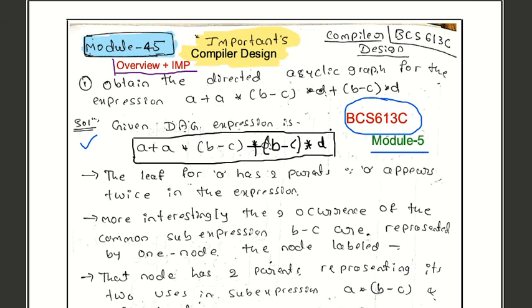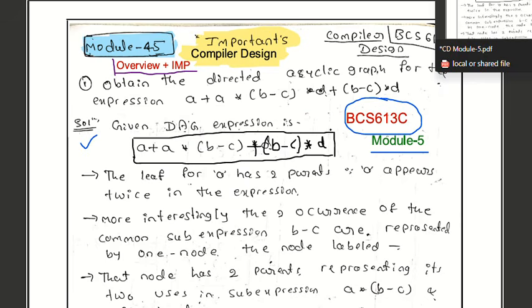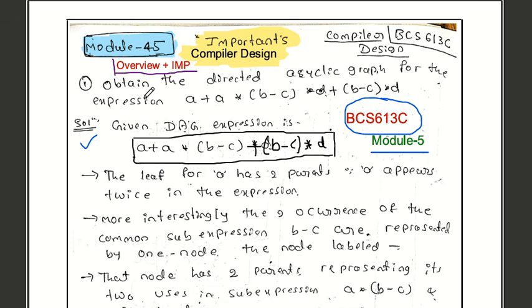The first question from the previous year question paper, here it is. What are the functions of an intermediate code generator? Obtain the directed acyclic graph for the expression grammar a plus a star b minus c plus b minus c star d. For this expression grammar, the question is a little bit different, but the answer is the same. Here, obtain the directed acyclic graph for the expression. Again, that expression is there, so we need to obtain the DAG.